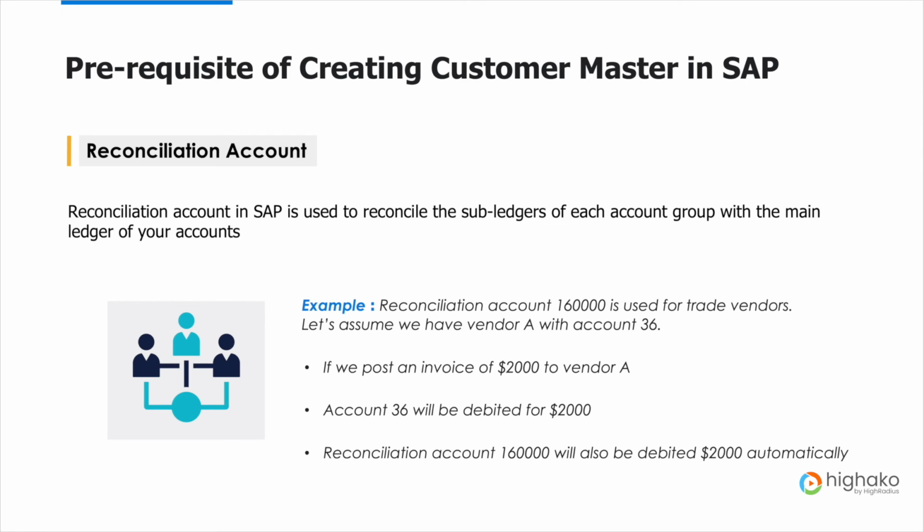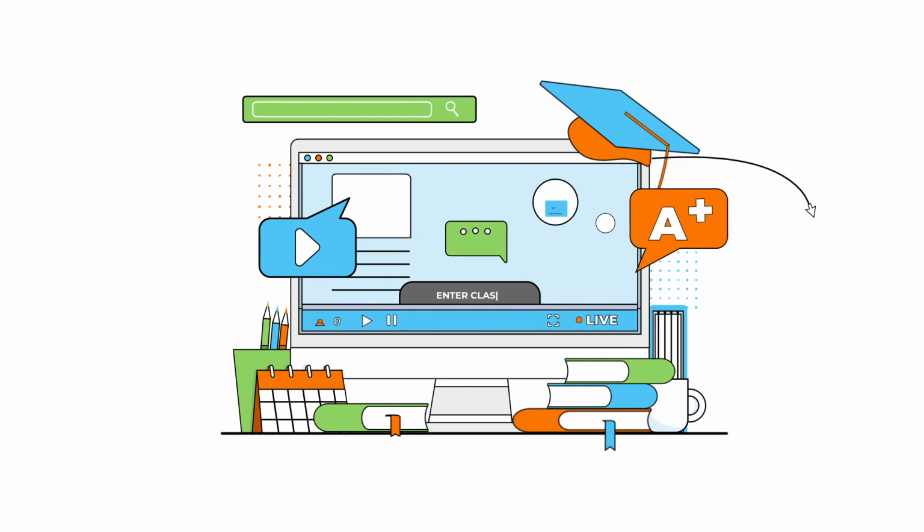The last requirement is to create a reconciliation account. Reconciliation account in SAP is used to reconcile the sub-ledgers of each account group with your main general ledger. Now again, in this example, we have a reconciliation account for trade vendors. Any debit or credit from an individual vendor will be reflected in the reconciliation account for this entire group, and the same would then be posted in the general ledger.